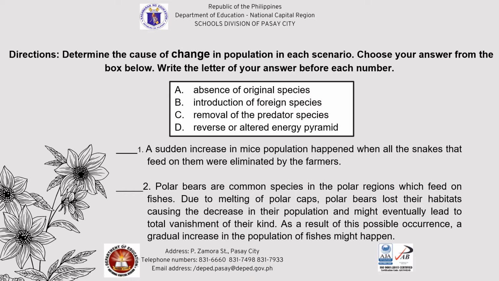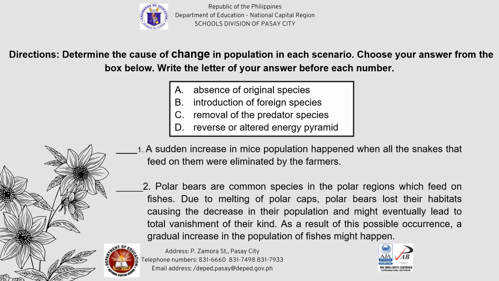Scenario number 1. A sudden increase in mice population happened when all the snakes that fed on them were eliminated by the farmers. If you answered letter C, you are correct. This scenario is a sample of removal of the predator species.